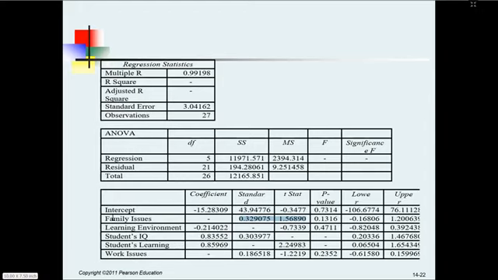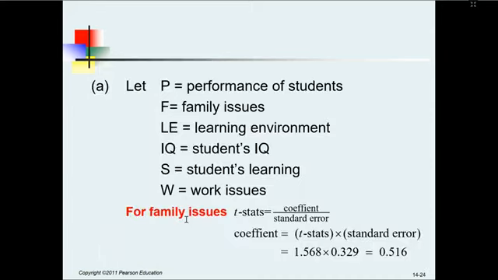So we'll use some letters to denote family issues, learning environment, student IQ, student learning, and work issues. So what letter should we use to denote family issues? Yes, F. In the solution I did, I used P for performance, F for family issues, LE for learning environment, IQ for student IQ, S for student learning, and W for work issues.